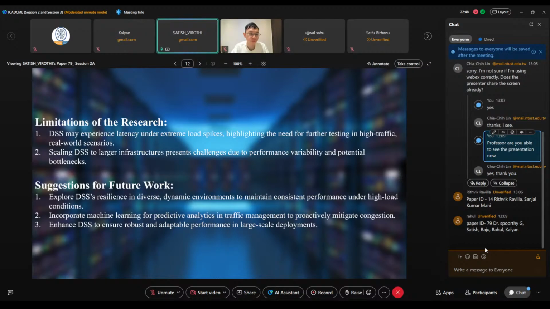The machine learning algorithms can be integrated with this dynamic spine scaling so that it can predict when to activate the switch and when to deactivate the switch without the need for continuous monitoring.